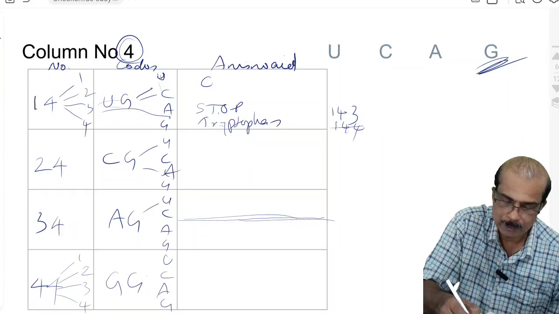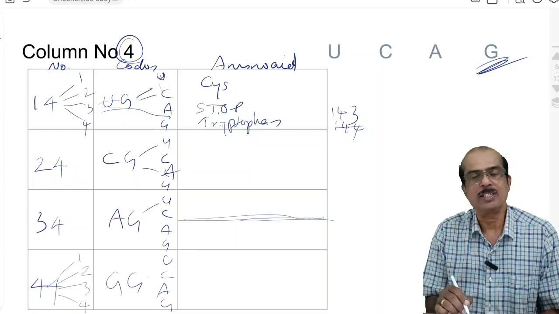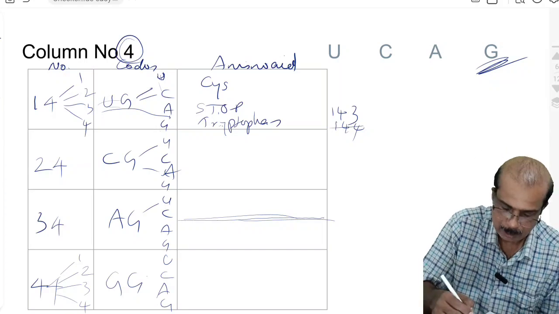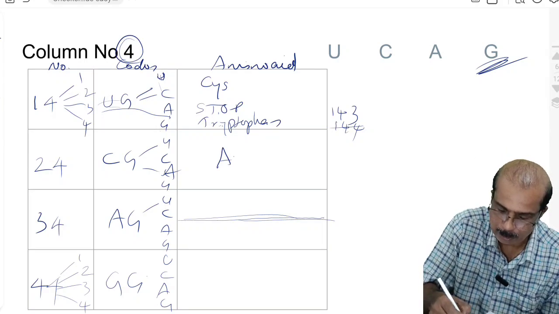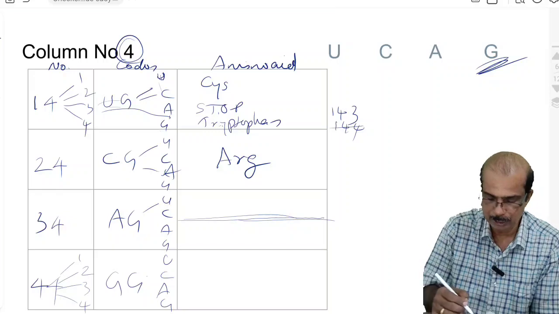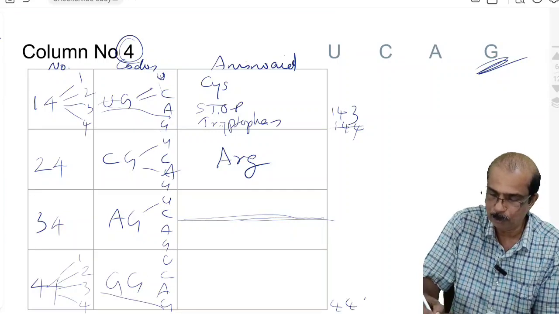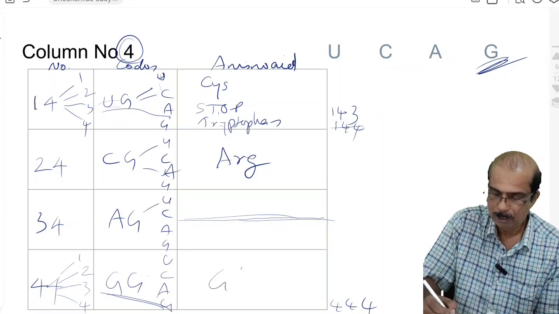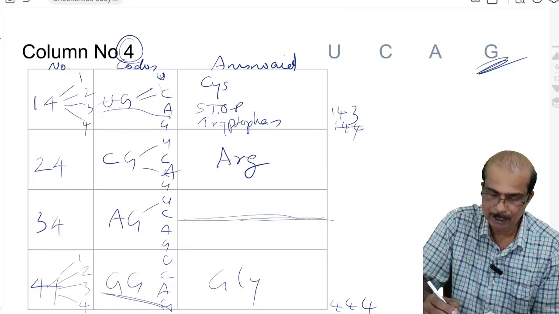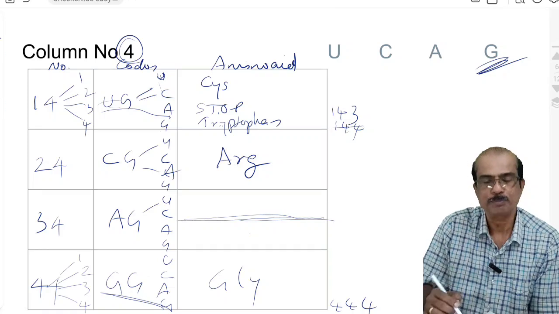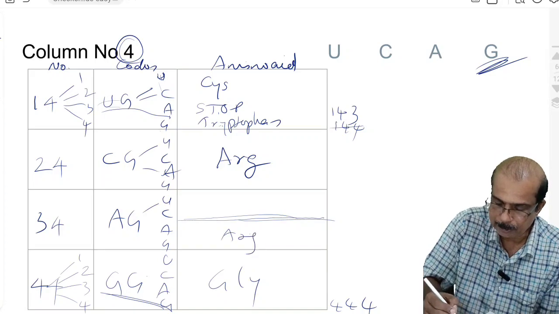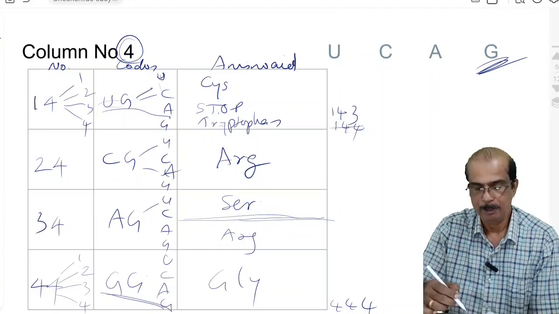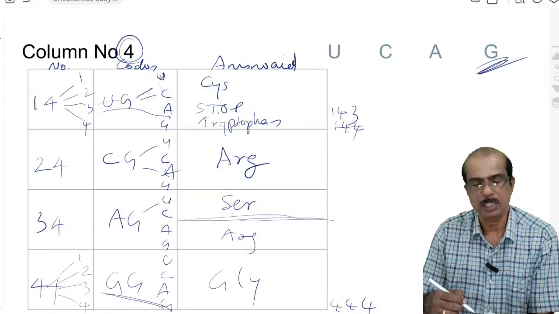Above the stop codon, the amino acid cysteine: UGU and UGC code for cysteine. Then, here in the second box, you have to write arginine. Then here 444, we know that 444 is GGG, a homogeneous codon, which codes for glycine. Here in the third box, you have to partition it. Lower there is arginine, upper there is serine. Arginine and serine both have 6 codons each.